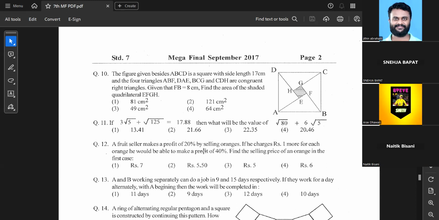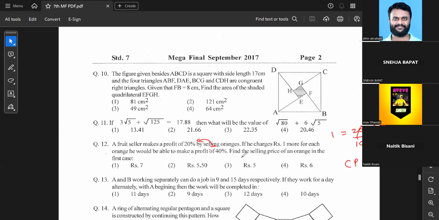A fruit seller makes a profit of 20% by selling oranges. If he charges 1 more rupee for each orange, he would be able to make a profit of 40%. Find the selling price of an orange in the first case. Adding 1 rupee increases the profit by 20%. So the logic is that the 1 rupee corresponds to the difference of 20%. So 1 is equal to 20% of the cost price, sorry, not selling price. When you cancel this, you get the cost price equal to 5 rupees.